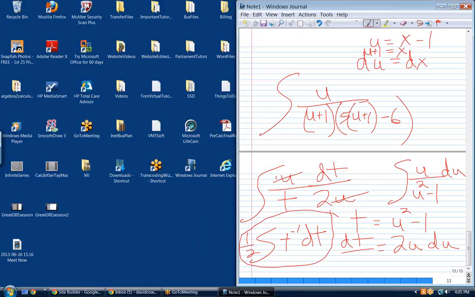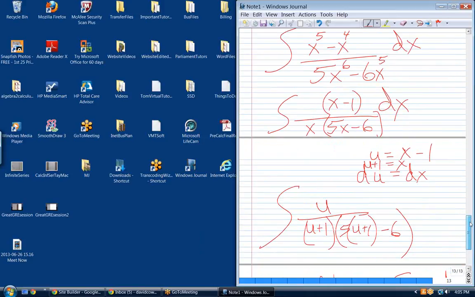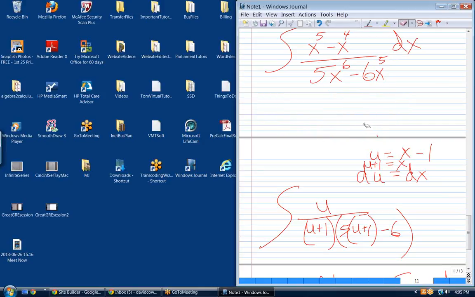Now, did I need to go through double substitution? Probably not. If I go back to the original problem, yeah, notice that I don't need to go through all of this. Let's start this problem again.